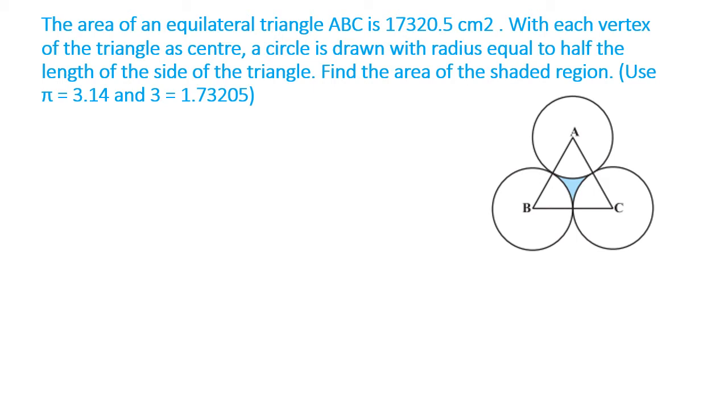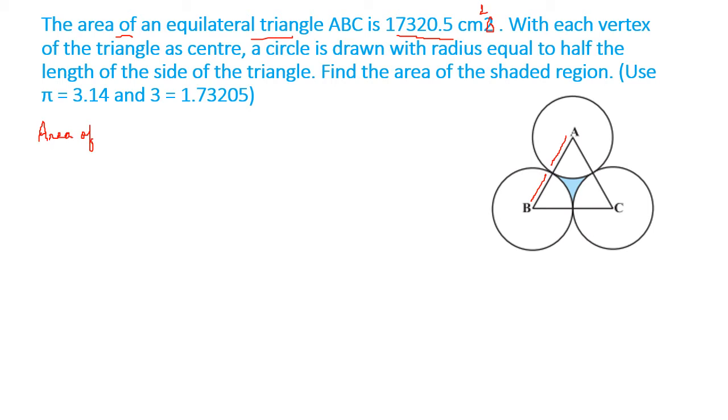Now you got one more diagram here. It is given the area of the equilateral triangle is 17320.5 centimeter square. The area of the equilateral triangle is given. Now taking each vertex as the center, a circle is drawn with equal radius, meaning this radius and this radius are equal, half of the side. So find the area of the shaded region. So this is very simple.